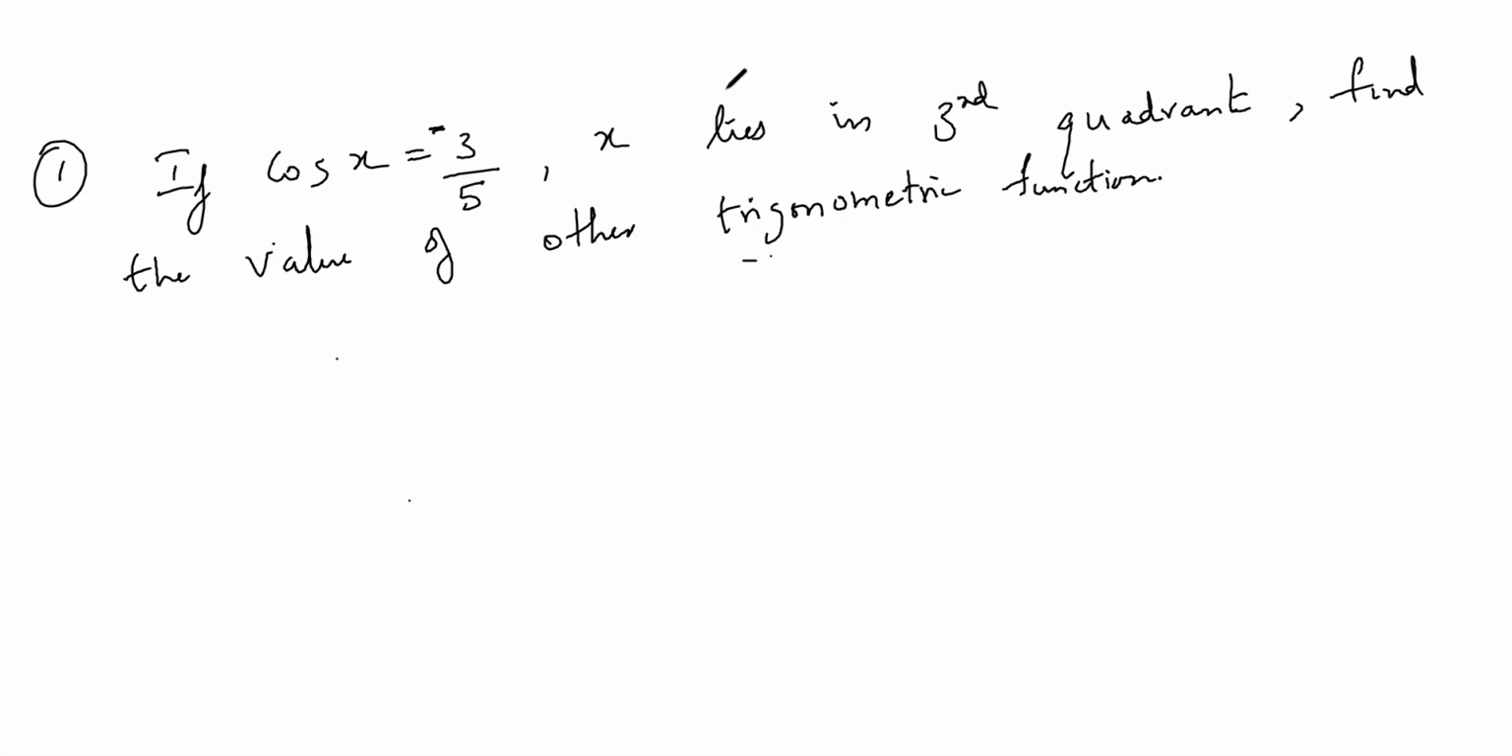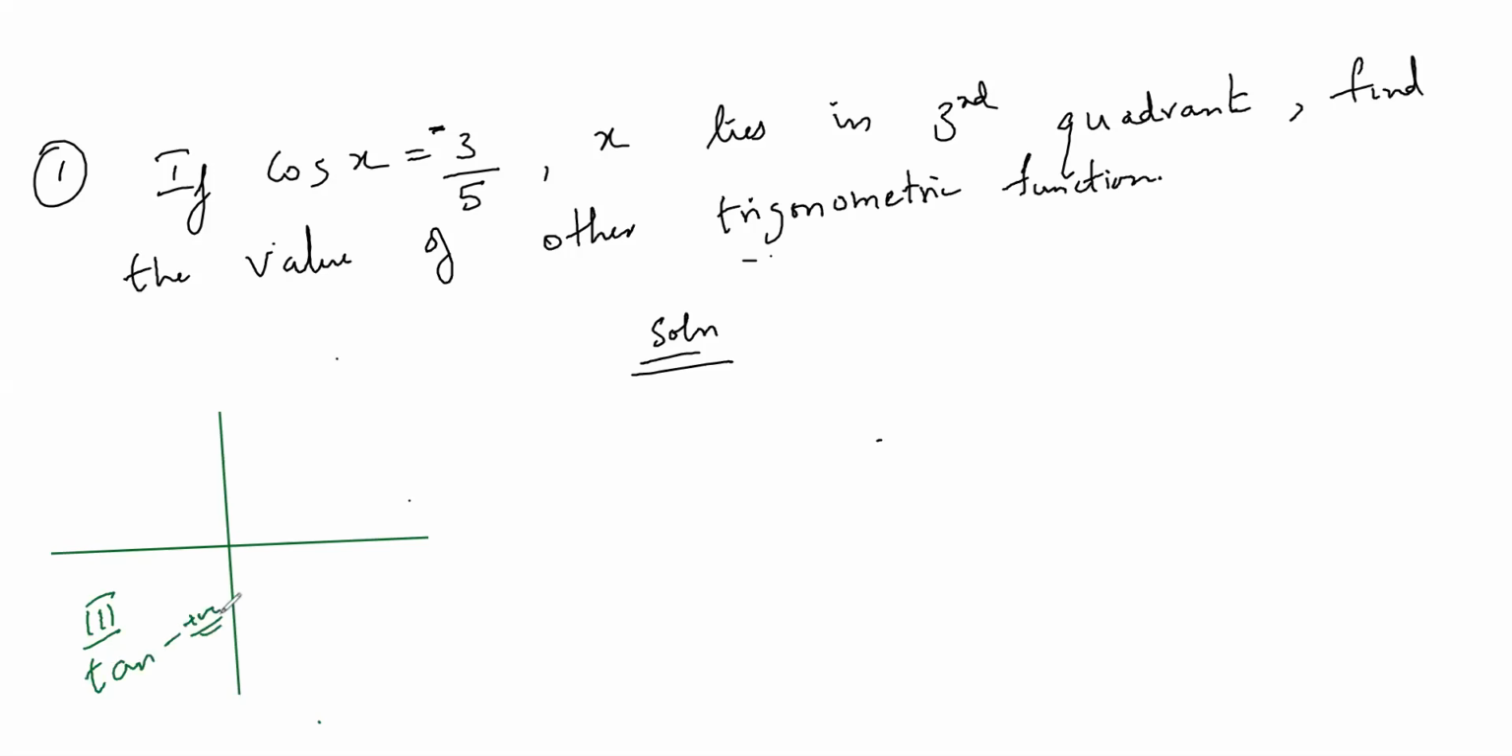So guys, this question I'll do for you. Okay, solution. Negative. First thing is to draw the quadrants: first, second, and third quadrant. In the third quadrant, what is positive? Tan is positive. And cos x is equal to minus 3 by 5. We all know trigonometric functions apply on which triangle? Right angle triangle. So I just draw this triangle.